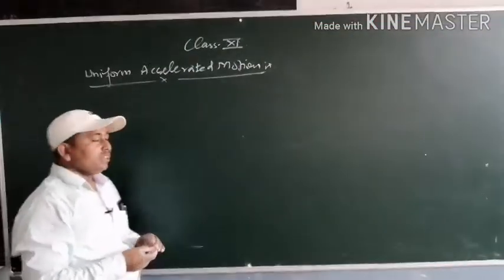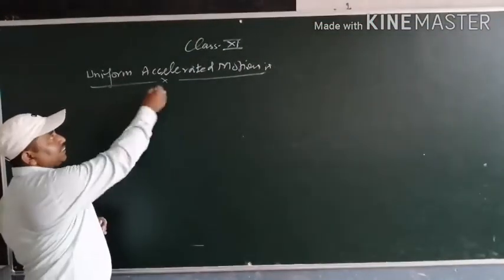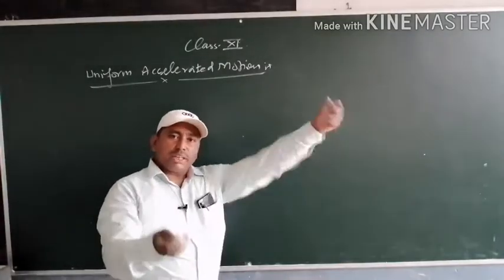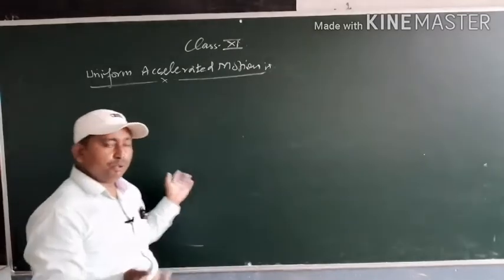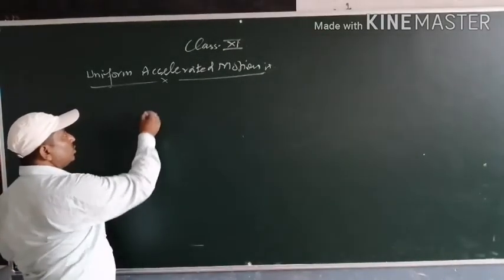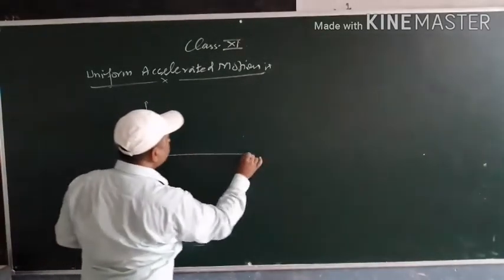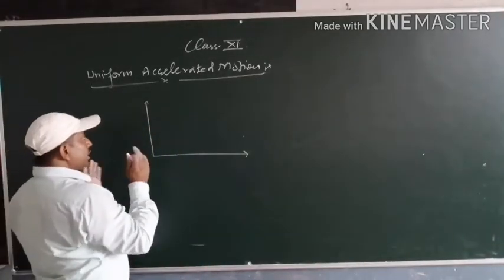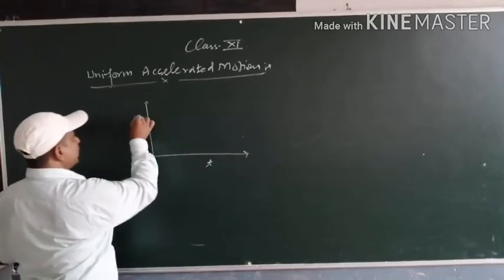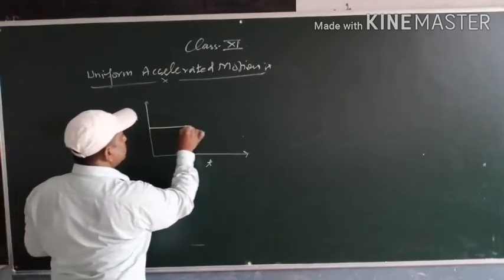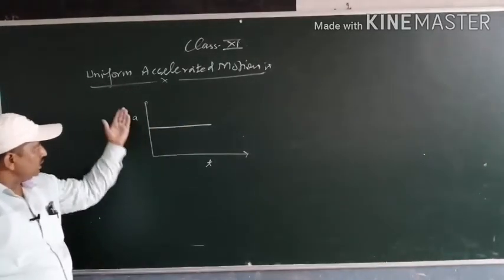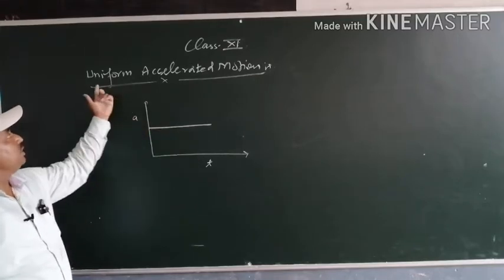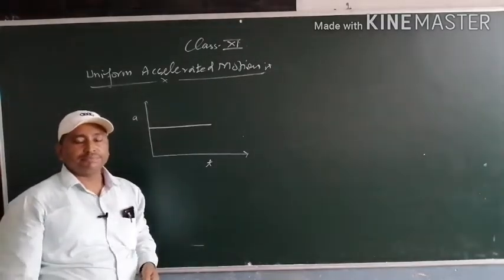Hello students, now we will start our discussion about uniform accelerated motion. As we know, the acceleration acting on the object during motion is constant. So when this object is moving along any straight line, the graph plotted between the time and the acceleration will be a straight line. This graph between acceleration and time represents uniform accelerated motion.